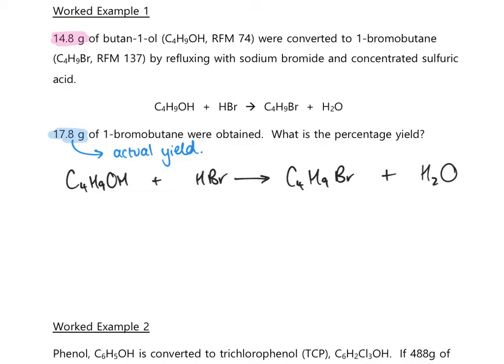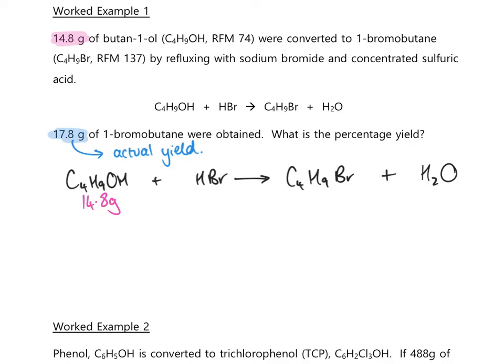What I would do is write down all the information that you know, and also write down the RFM of the values or the formulas that you will be using. So we know we start off with 14.8 grams of butan-1-ol. We haven't been given the mass of our hydrogen bromide, so we don't need to worry about this being a limiting reactant calculation or anything like that.